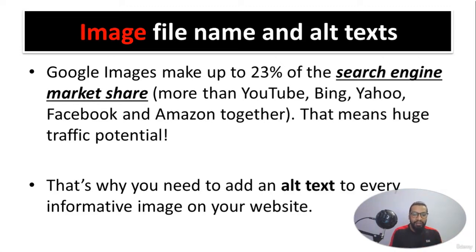That is the reason why you need to add alt text to every informative image on your website. Just label the important images of your website with alt text. It will help you appear in the Google Images area, and that way your page will be optimized in the search query, and you will get traffic through SEO.